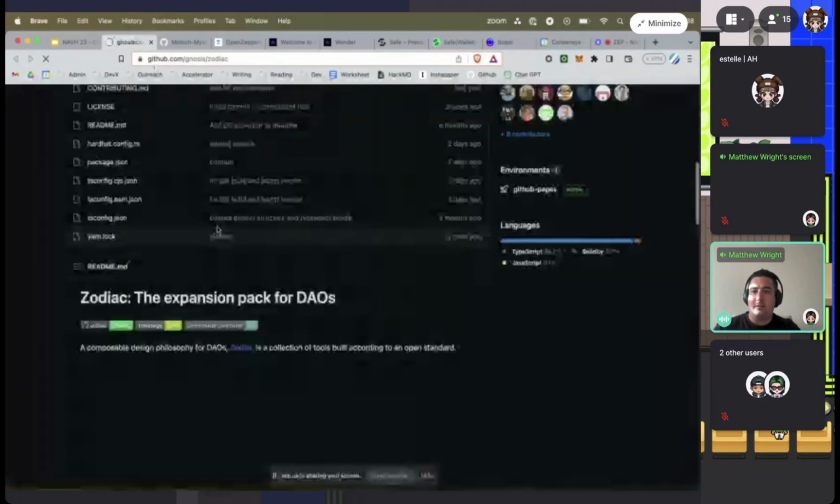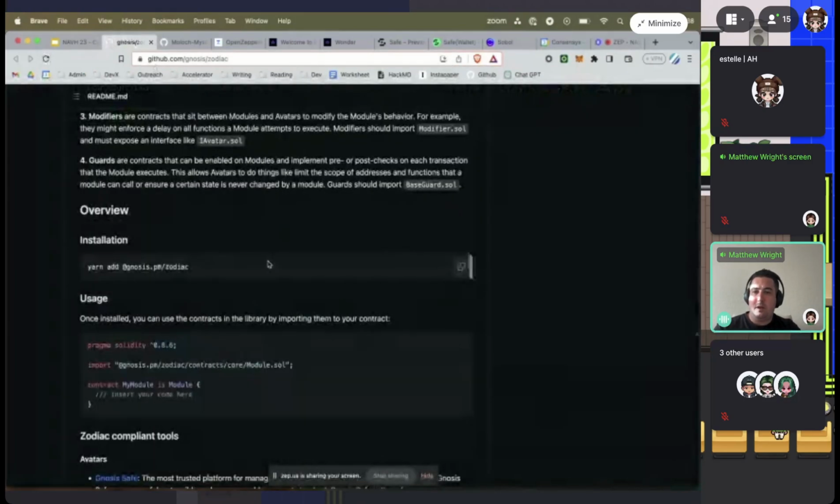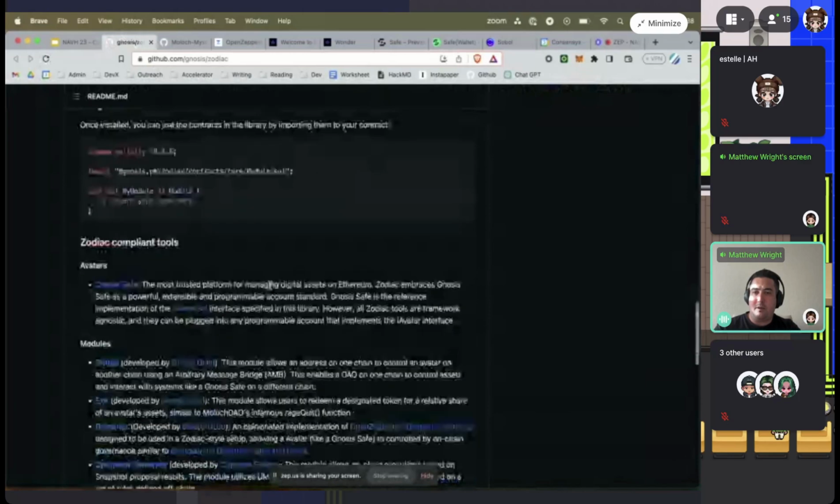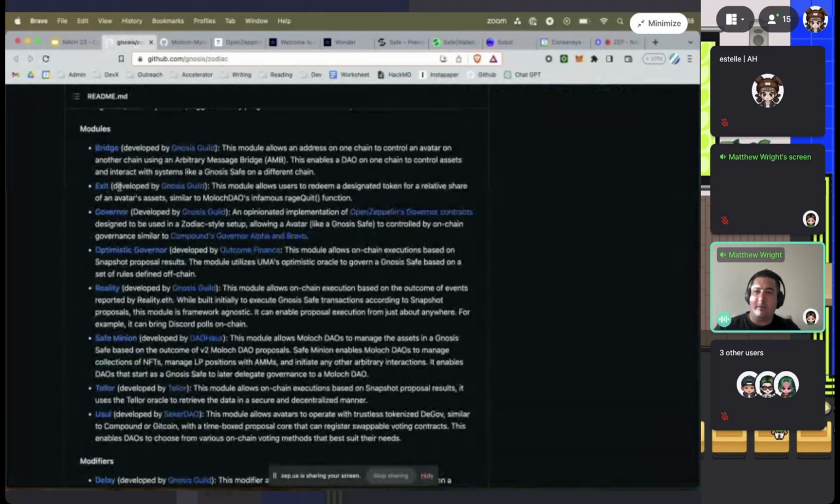Zodiac essentially has all these different modules, so you can go search the GitHub and check through all of them. They have a rage quit function called exit. They have somewhat of a messaging bridge to control assets from different chains. I think also the governor one, which opens up governor contracts.